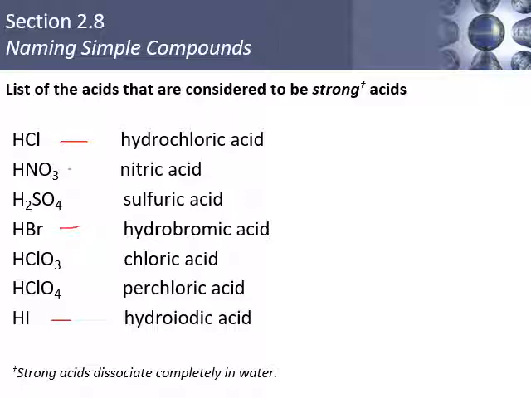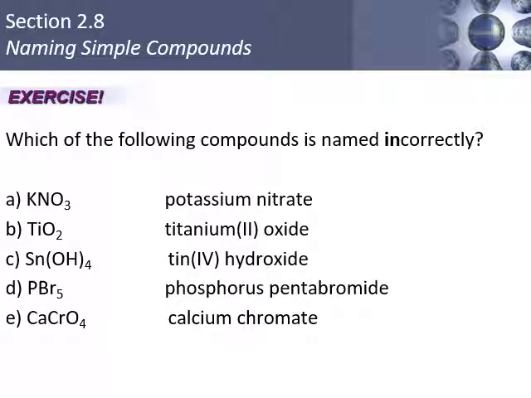And then try to remember that HNO3 is nitric acid. We just said that on the previous slides. And H2SO4 is sulfuric acid. These last two here we'll get back to later, or you can get back to later. Next slide. So let's quickly do this because I'm out of time.